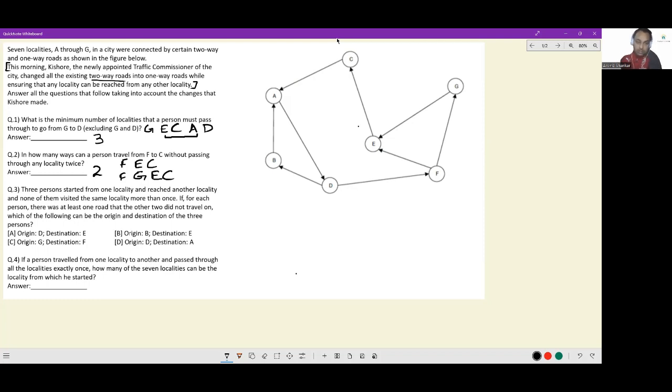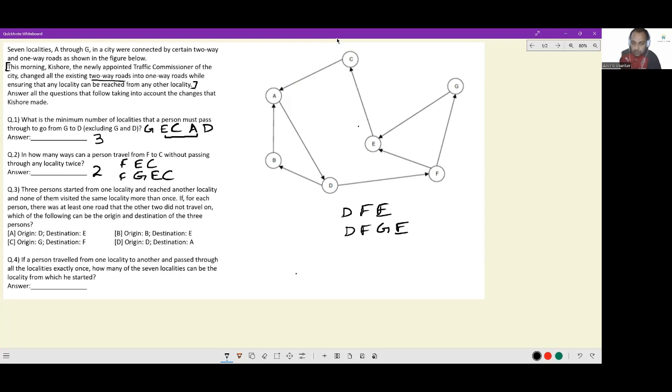So let's check options. From D to F. Sorry, from D to E. One way is D, F, E. This is a path. Another path is D, F, G, E. Another path is D. See, from D, I can go to F or I can go to B. These are the only two ways. If I go to F, either it is E directly or it is F, G, E.